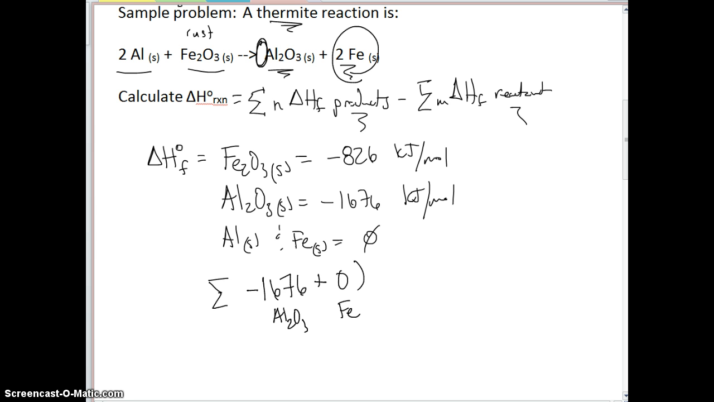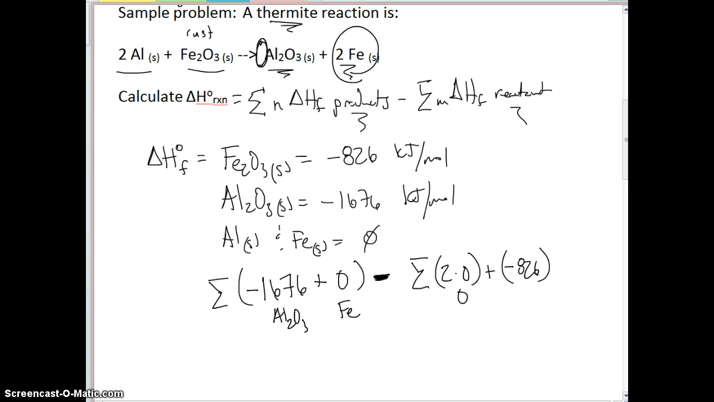Okay? And we're going to take the sum of those 2, and then we're going to subtract out the sum of our reactants. And our reactants are going to be 2 aluminums, so it's going to be 2 times 0. And then we're going to add that to Fe2O3, which we only have one of, so this is going to be negative 826 kilojoules per mole, and this is obviously 0.